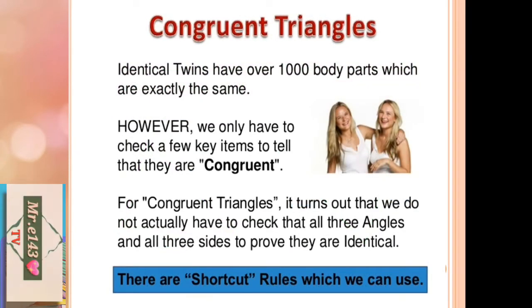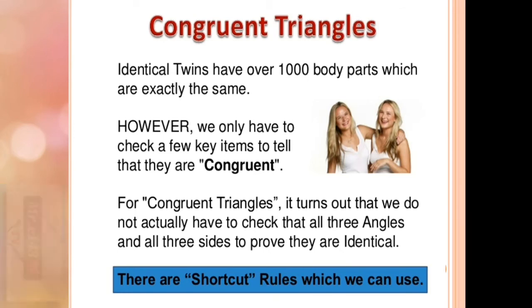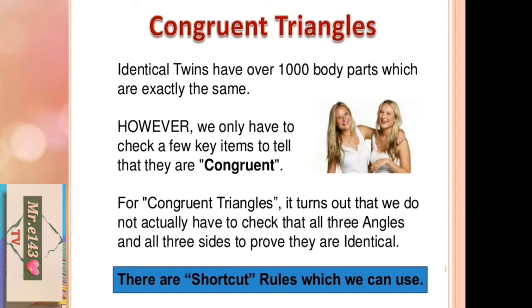Identical twins have over 1,000 body parts which are exactly the same. However, we only have to check a few key items to tell that they are congruent. For congruent triangles, it turns out that we do not actually have to check all three angles and all three sides to prove that they are identical. So, there are shortcut rules which we can use.